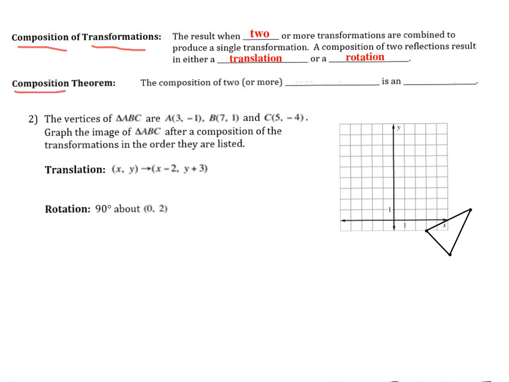Now, if this composition of transformations consists of two or more isometries, then the final result is going to be an isometry. So if I end up translating the figure twice and I know that a translation means that the two figures are going to be congruent, then at the end, they're still going to be congruent. Doesn't matter how many times I translate it. The figure is still going to be exactly the same shape and size as the original.